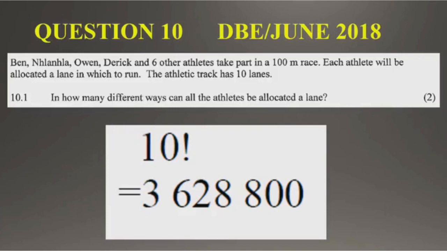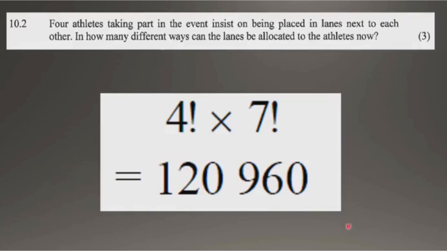Question 10. Ben, Nhlanhla, Owen, and Derek, and 6 other athletes take part in a 100-meter race. Each athlete will be allocated a lane in which to run. The athletics track has 10 lanes. Question 10.1. How many different ways can all the athletes be allocated in a lane? Well, that's simple. It's simply 10 factorial. The calculator tells us this is 3,628,800 different ways.